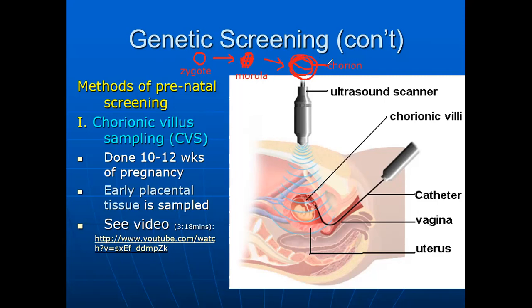So if the doctor wants to take the cell out from this, they will have to take the cell from the chorion. Okay, so this chorion is the outer layer, which will not form the fetus. So therefore, you see, there's the ultrasound scan that scans the uterus, and then there will be a catheter that is inserted from the vagina through the cervix into the uterus, and then try to take a small sample of cells out from the chorion layer. This chorion eventually will grow to become placenta. Okay, so that's why they said early placental tissue, which is actually the chorion.